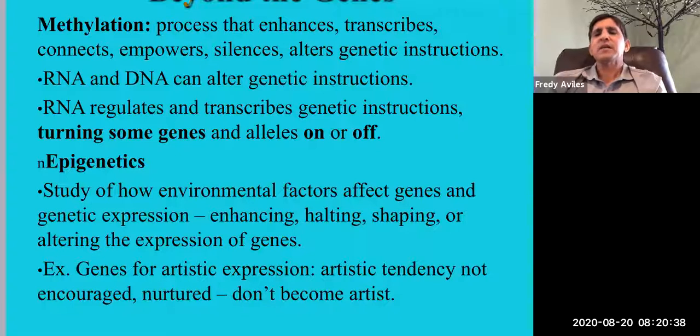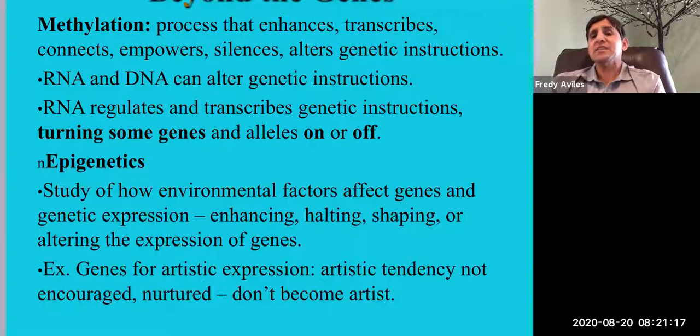So if you want to think about this simply, it means that basically genes, genetic information, can be turned on and off. Sometimes it can be made more active or less active, and that's called methylation. Both RNA and DNA can alter those genetic instructions, okay? Copying it means transcribing it, right? And RNA regulates and transcribes the genetic information. So methylation basically means the altering of this genetic information in various ways, turning things on and off, empowering them, silencing things, muting things, things like that.